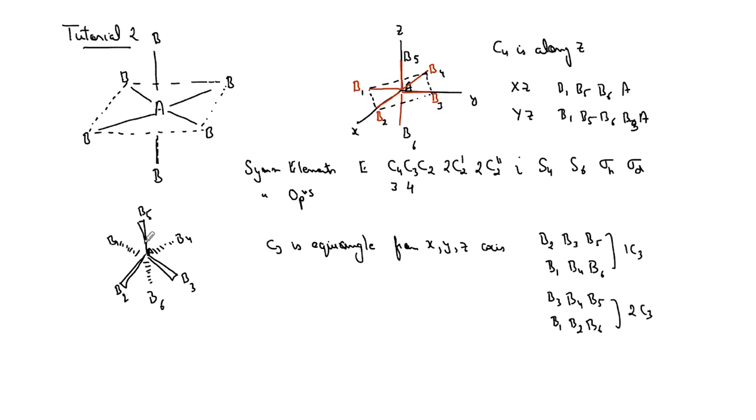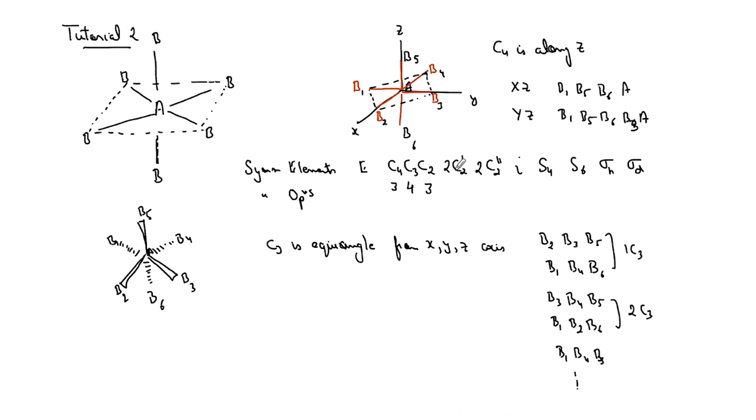Okay. Now the third C3 can be, now B1, B2, B6 is done. So it can be B at this back. So B1, B4, B5. Right. So B1, B4, B5. And so on. So you can count that there'll be three and then four such C3 axes. Now C2, which is along the Z axis or which is collinear with C4. So if there are three such C4s, then there'll be three such C2 axes.